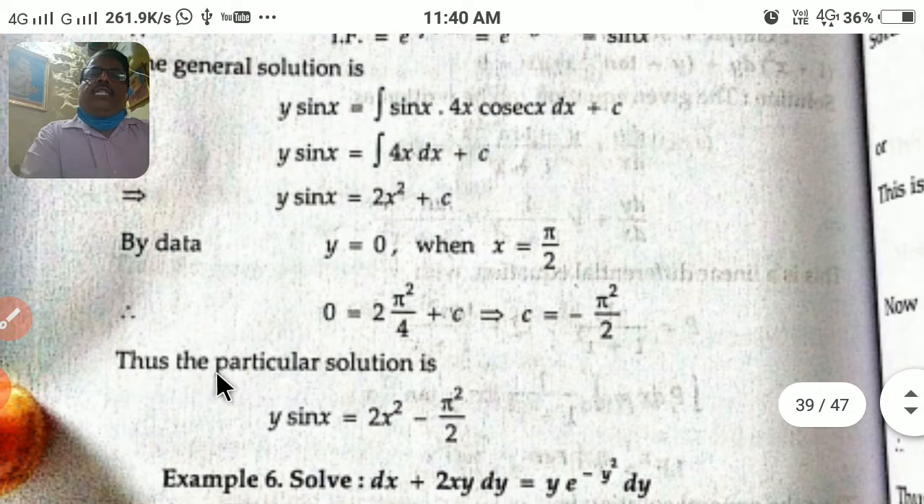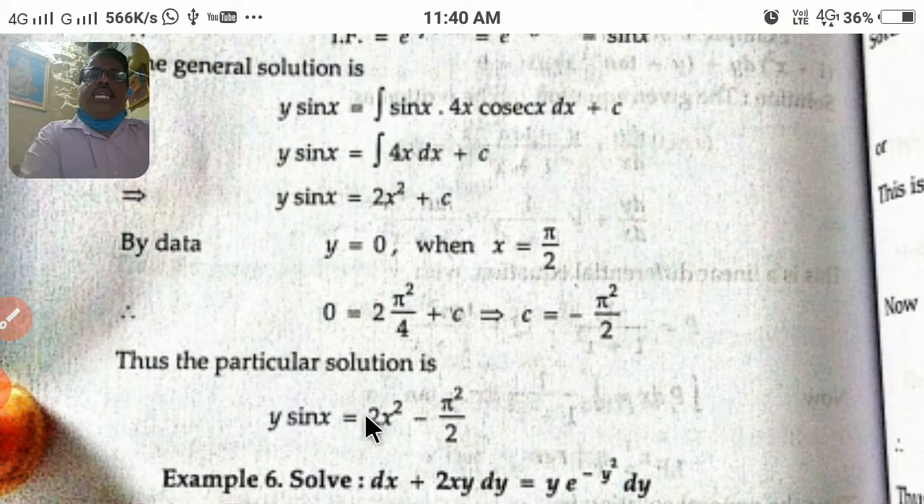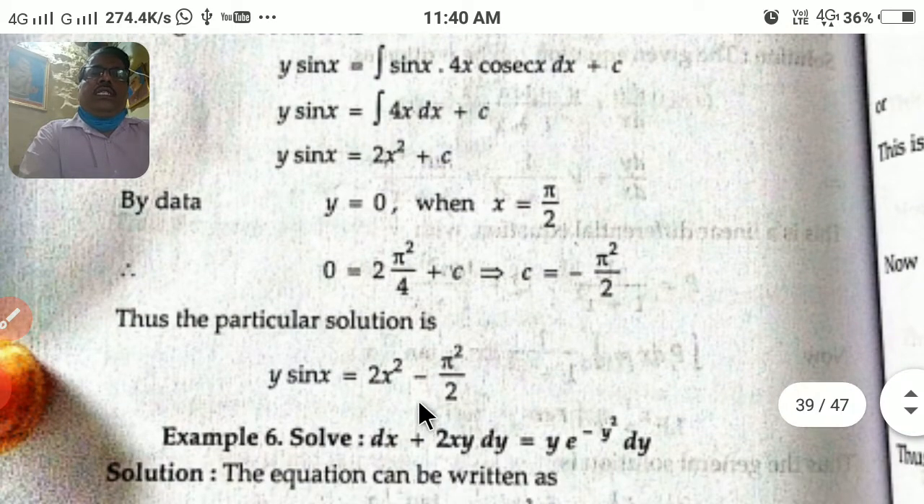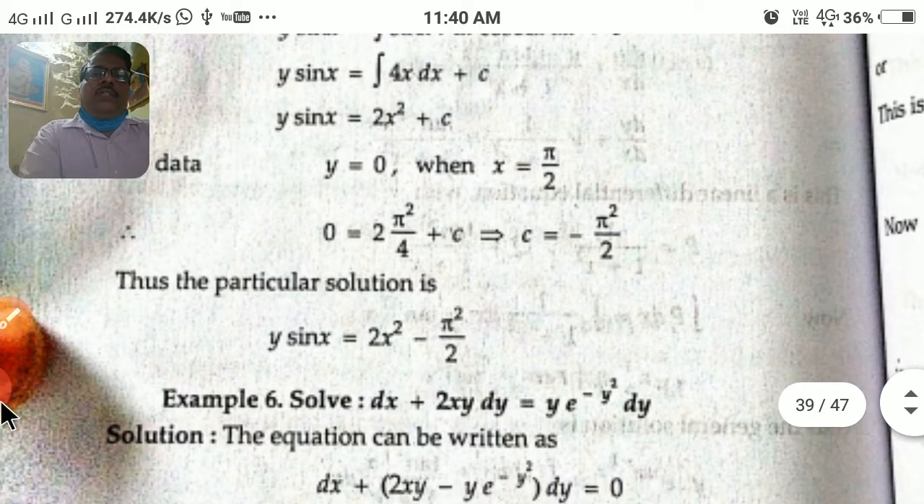Therefore, the particular solution is y into the integrating factor, that is y sin x, is equal to 2x square. Now this c value is minus pi square by 2. Substitute this value of c in this equation. So y sin x is equal to 2x square minus pi square by 2. So this is the solution of the given problem.